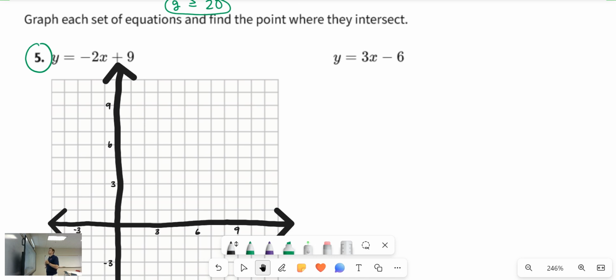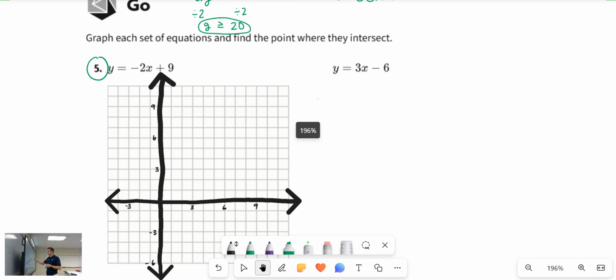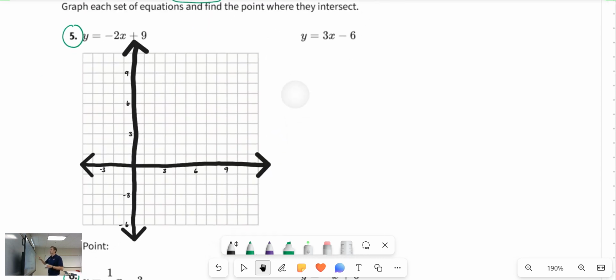Here we go. Graph each set of equations. Oh, we have to keep going, so we have the whole thing here. There we go. Oh, need the instructions. Graph each set of equations and find the point where they intersect. All right, so we'll do one of these in green, one of these in purple.